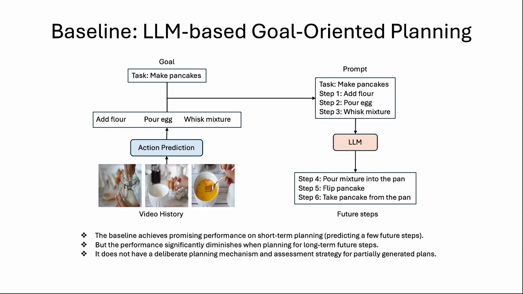While the LLM baseline method performs well in short-term planning, its performance diminishes significantly for planning over long-term action steps. We hypothesize that deliberate planning mechanisms to explore a combinatorial space of partial solutions are essential to finding the optimal action plan for a procedural task.